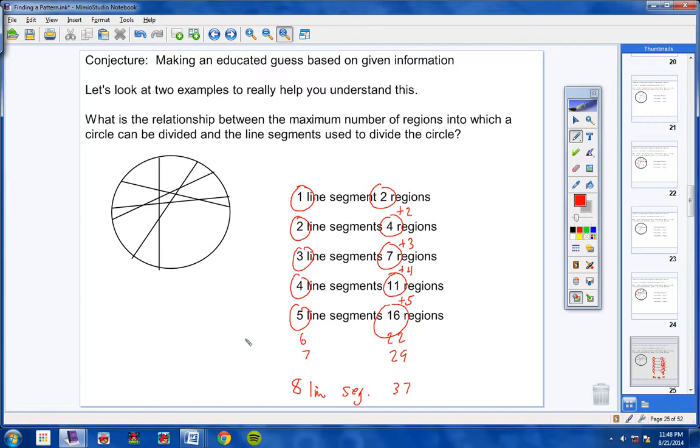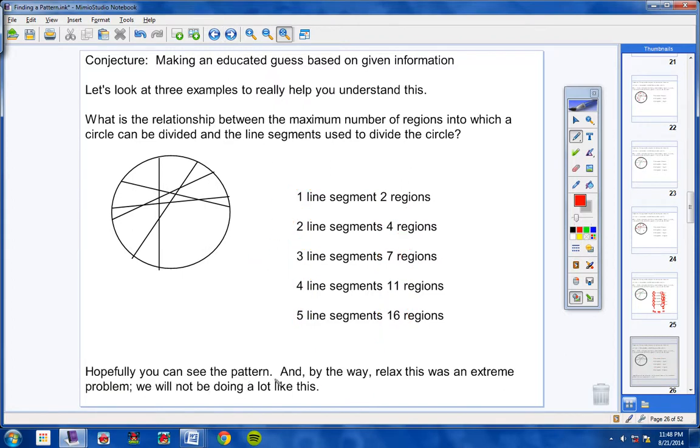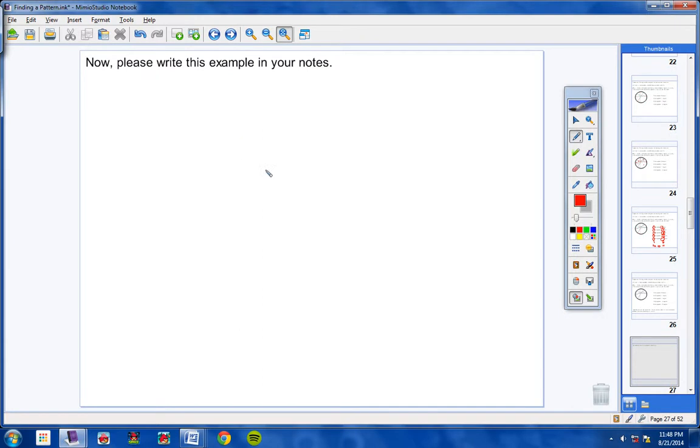So hopefully you're seeing what we're trying to do here. Now, let's try another example, and I want you to take notes on this one, okay? So let's take some notes. Here we go. And hopefully you can see the pattern. And by the way, relax. This was an extreme problem. We will not be doing a lot like this, okay? All right. Now, please write this example in your notes.